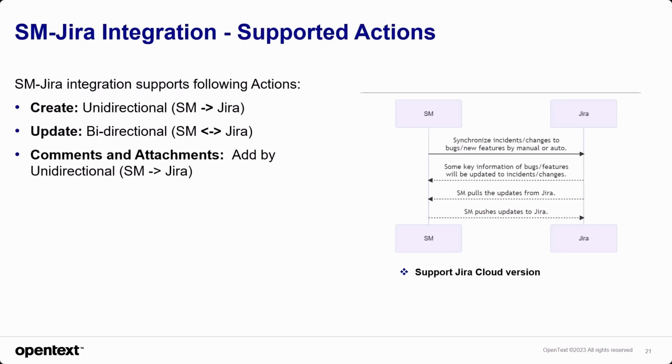And for the SM Jira integration, here are the supported actions in this integration. For the ticket creation, we support the unidirectional creation action from SM to Jira. But for the update part, except for the comments and the attachments, we support bidirectional synchronization between SM and Jira. So that's something I want to mention here. And of course, we also support the Jira Cloud version as well, besides the on-premise version.